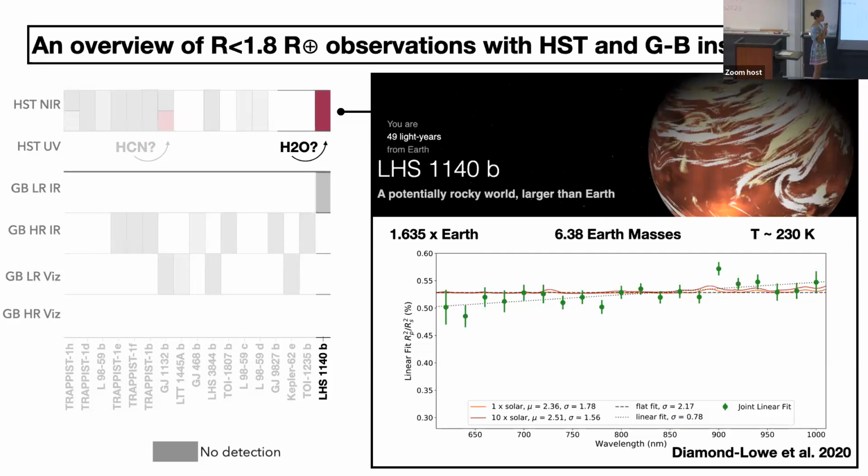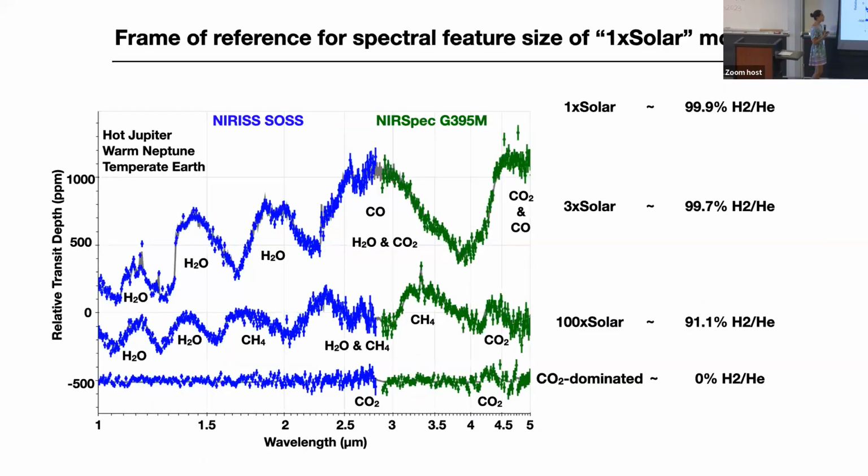And here we're showing ground-based data taken from 600 to 1,000 nanometers, and overlaid are these 1 times and 10 times solar metallicity models. I want to give some context for why we choose to show these 1 times and 10 times solar metallicity models up against the data of these terrestrial planets. For reference, if you're not used to staring at spectra for all eternity, a 1 times solar metallicity model means that the system has something like 99.9% hydrogen helium. So that's a very thick hydrogen envelope.